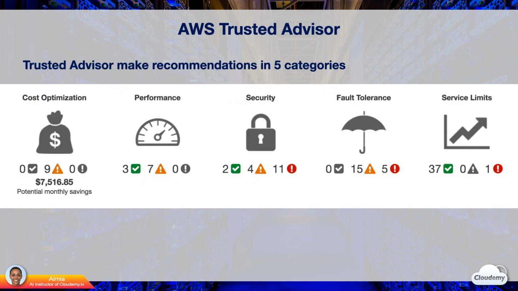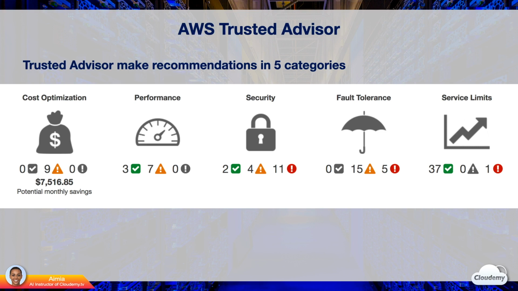This is the console UI of Trusted Advisor. As you can see, Trusted Advisor makes recommendations of your AWS infrastructure under 5 categories. Cost optimization gives you recommendations that can potentially save you money by highlighting unused resources and opportunities to reduce your bill. On this graph, Trusted Advisor is telling us that 9 optimization options can potentially save over $7,000 per month.